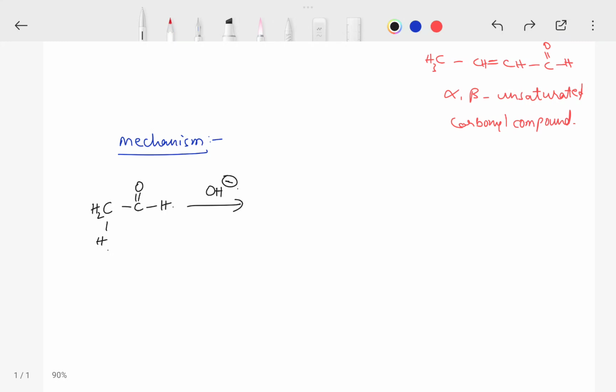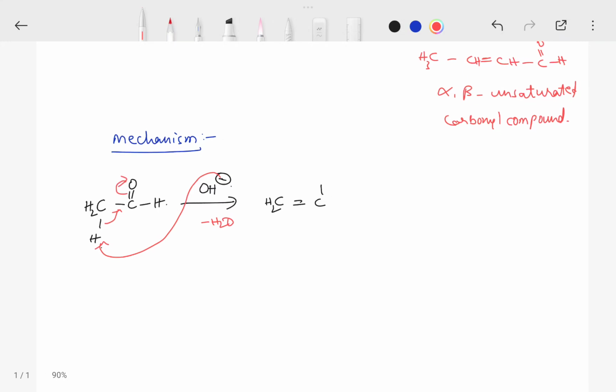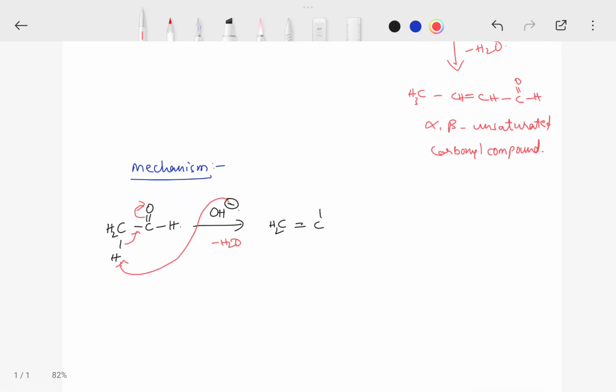Now this is a weak base. If we take dilute base, this OH can abstract the proton from here, and this bond will move here, with removal of H2O taking place. Then what will form here? CH2 double bond C. When this bond is moving here, carbon should not have five bonds, so this bond will move here, and then O will get a minus charge. So what forms here? This is the enolate ion.